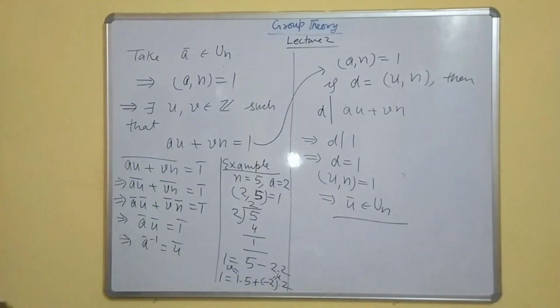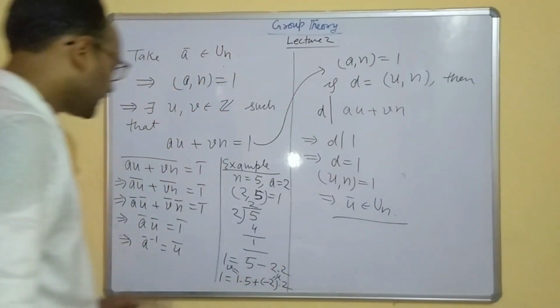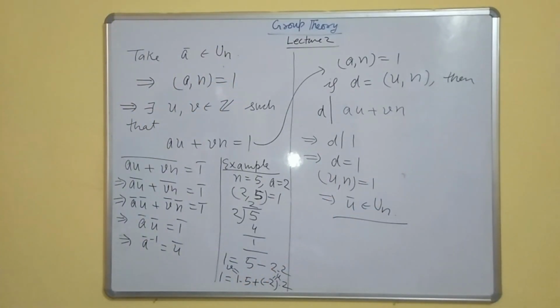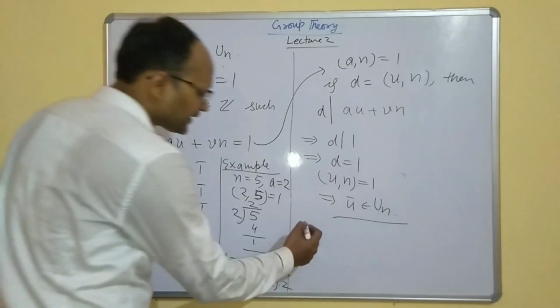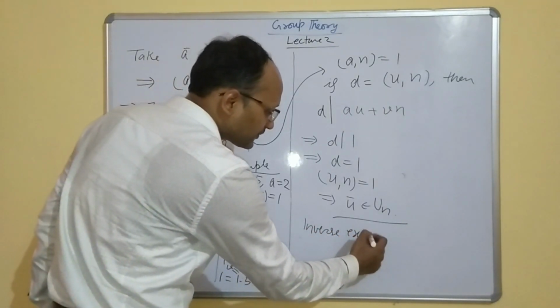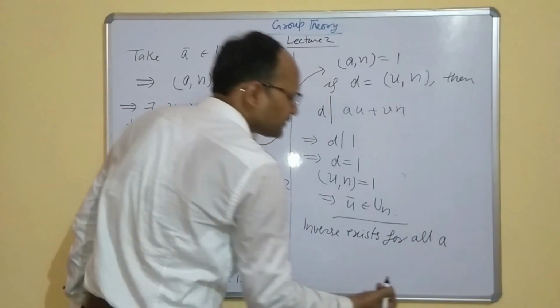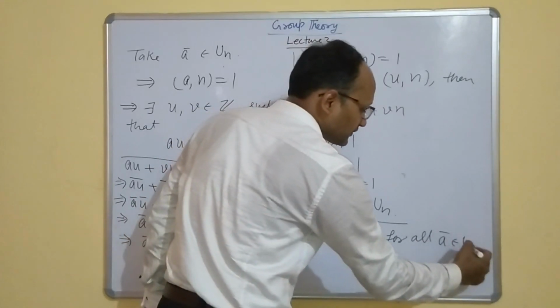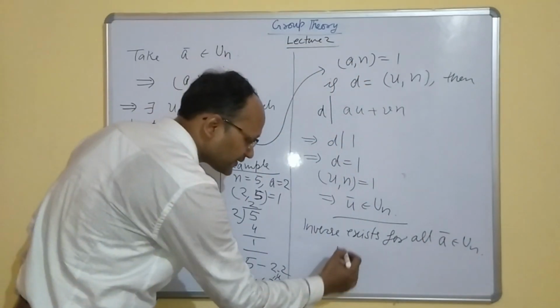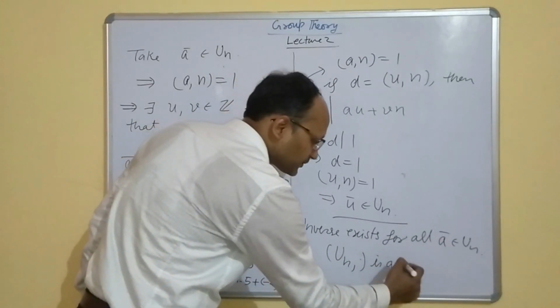So we have shown two things. One thing is that a bar inverse is u bar and that u bar belongs to Un. It means the inverse exists in Un. So we can say that the inverse exists for all a bar in Un. So hence Un is a group with respect to multiplication.